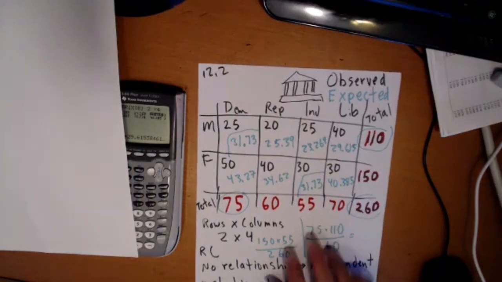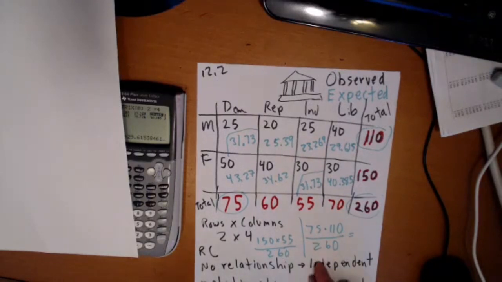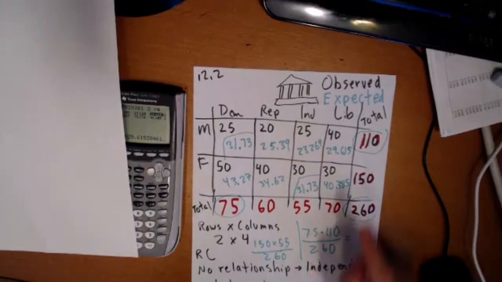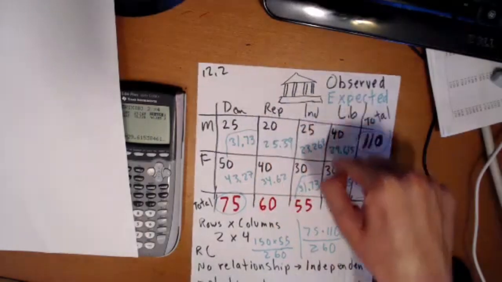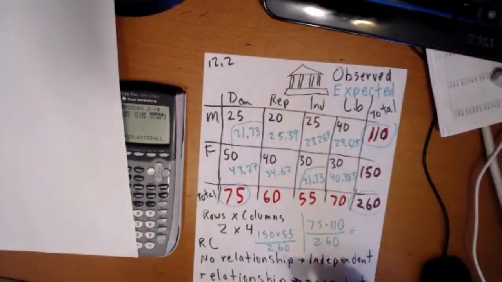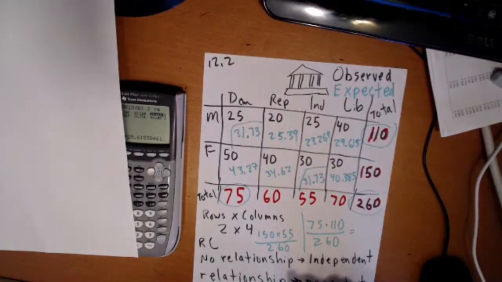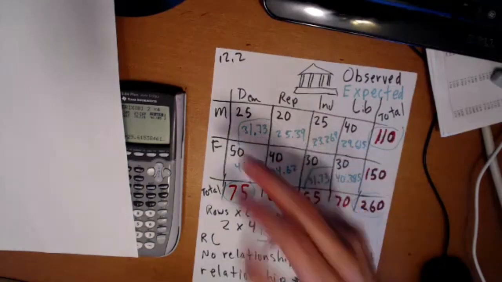Oftentimes when you read a problem in the book or that I wrote, it'll just say, assume minimum requirements are met. See, none of the expected frequencies is less than 1, so make sure none of those numbers is less than 1. Okay, so no zeros. And at most, 20% of the expected frequencies are less than 5. Well, none of them are less than 5, so we're good.